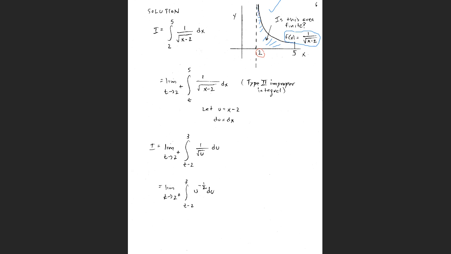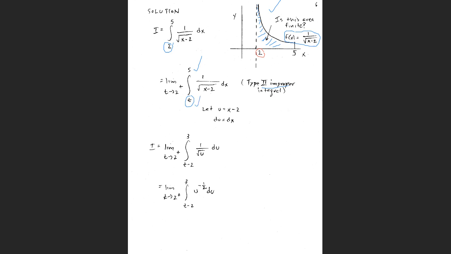Okay, and so the question is: is this area finite or not? This type of integral is called a type 2 improper integral. Our integration techniques are in terms of proper integrals, so what I'll do is replace the 2 here at the bottom, that bottom limit, with t. I'll leave the 5 where it is. 5 isn't causing any problem. I'll replace the 2 with the t.